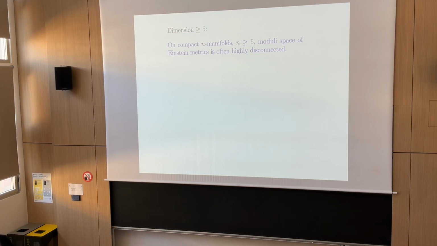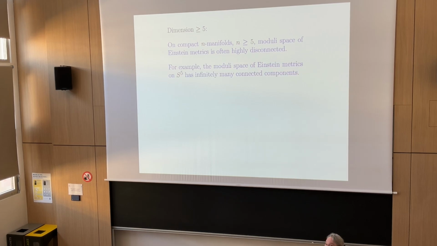What happens in dimension 5 or greater, though? Suppose you have something which you suspect is the 5-sphere, and you say, here's an Einstein metric on it. Can I tell whether it's the 5-sphere or not? Well, the problem is that the 5-sphere has lots and lots of non-standard Einstein metrics. The moduli space of Einstein metrics on the 5-sphere turns out to have infinitely many different connected components.